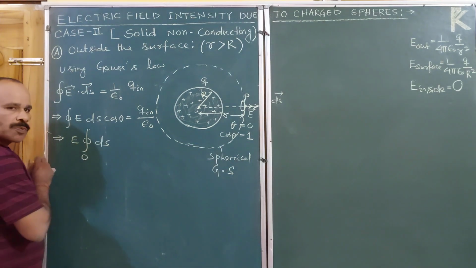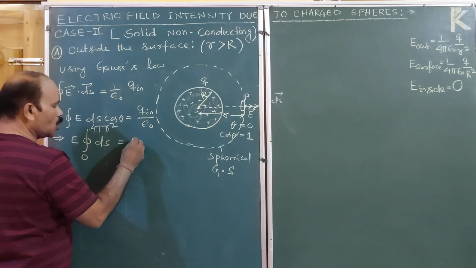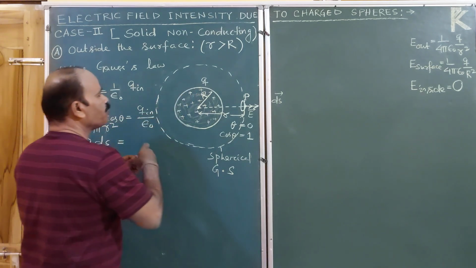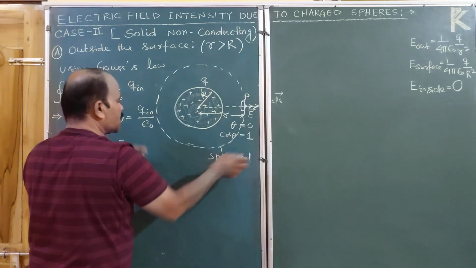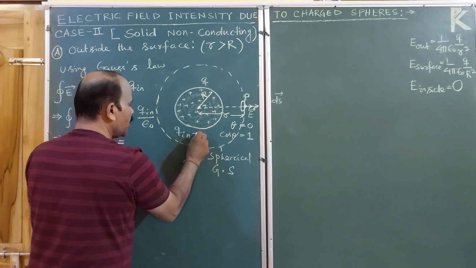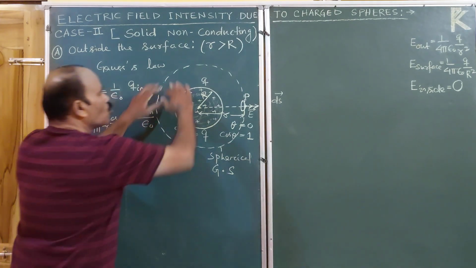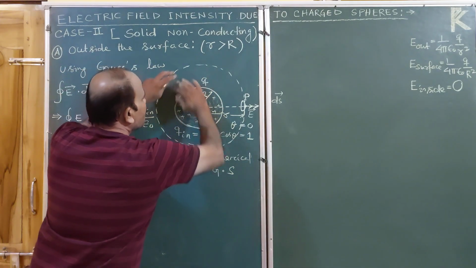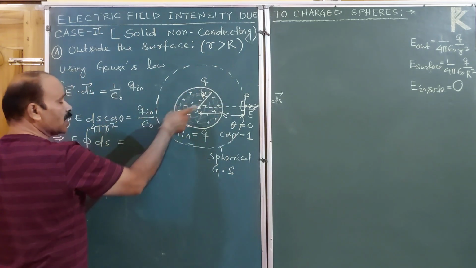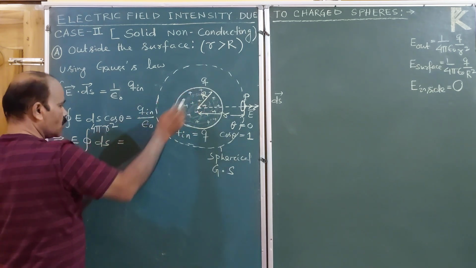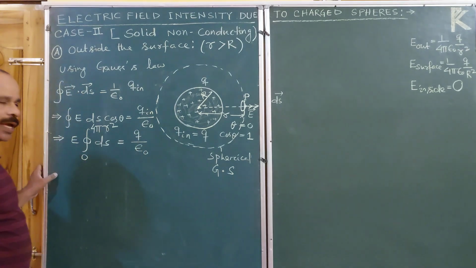The limiting value runs from 0 to 4 pi r square, and it will be equal to Q in. You tell me, what is Q in? You see, the total charge is within the Gaussian surface. The whole body is inside the Gaussian surface. That's why Q in will be equal to Q, the charge on the body. So that is Q divided by epsilon naught.